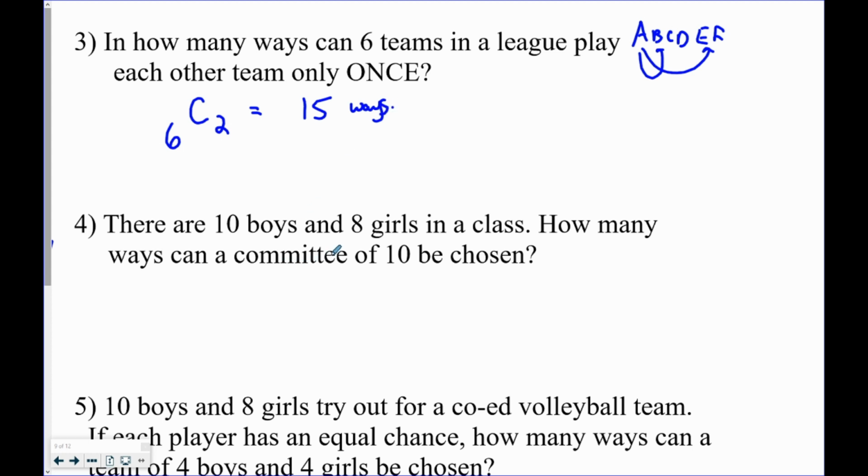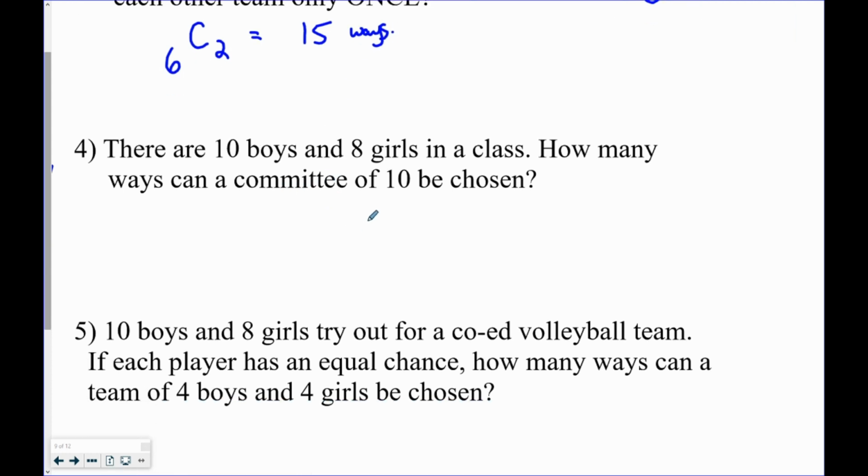Number 4, there are 10 boys and 8 girls in a class. How many ways can a committee of 10 be chosen? So there's no restrictions on how many girls, how many boys. So essentially, your n value is 10 plus 8 or 18. And because there's no positions on the committee, you simply just get chosen. It's 18 choose 10. Take a moment to type it in on your calculator. You're not generally expected to calculate these out by hand unless the numbers are smaller. So there's about 43,000 ways.